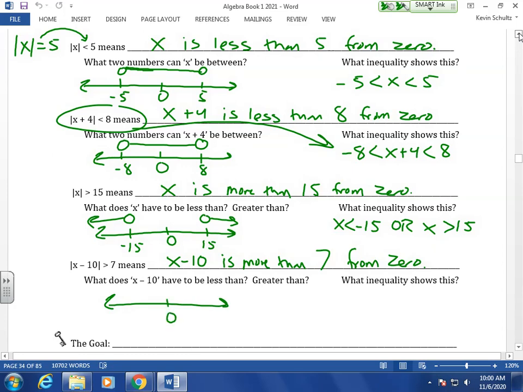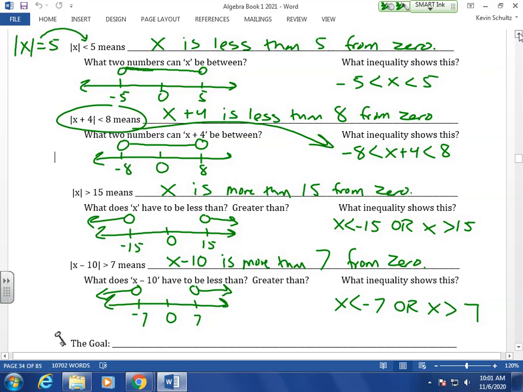Again, our number line here. 7 is our range, because it's got to be further than 7 from 0. So it's less than negative 7, greater than positive 7. Our inequality that shows this is x is less than negative 7 or x is greater than positive 7.